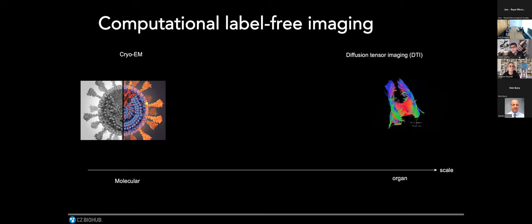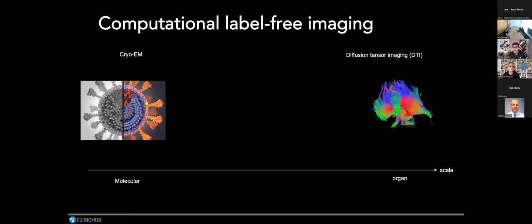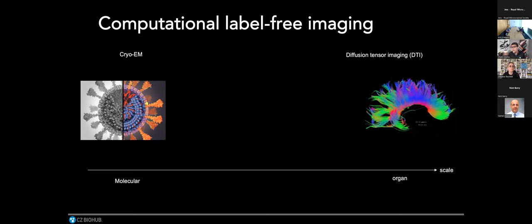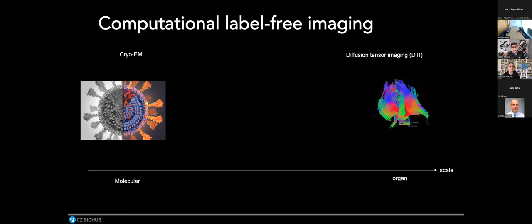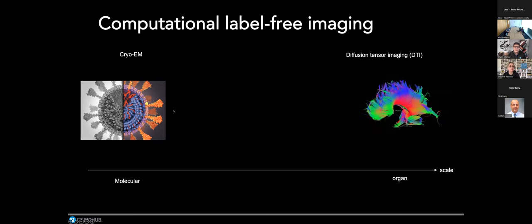that have become accessible because of this technology. At the other extreme, at the scale of organ, MRI has been around for a long time, and in particular, it has been used for clinical imaging. Its variants such as diffusion tensor imaging have also allowed measurement of the diffusion in organs and thereby enabled the whole field of brain connectomics. And both of these methods really report electron density or proton density in the specimen that's being measured.